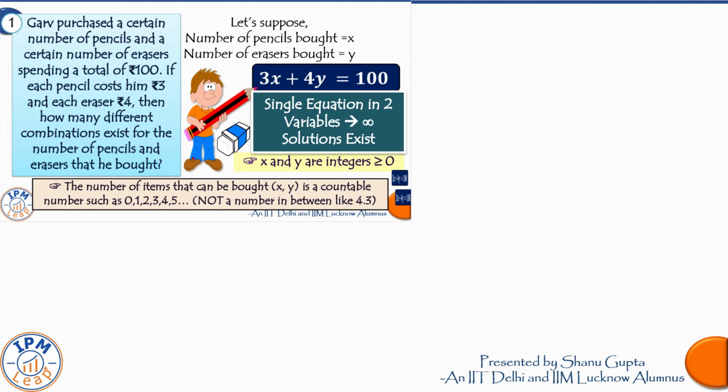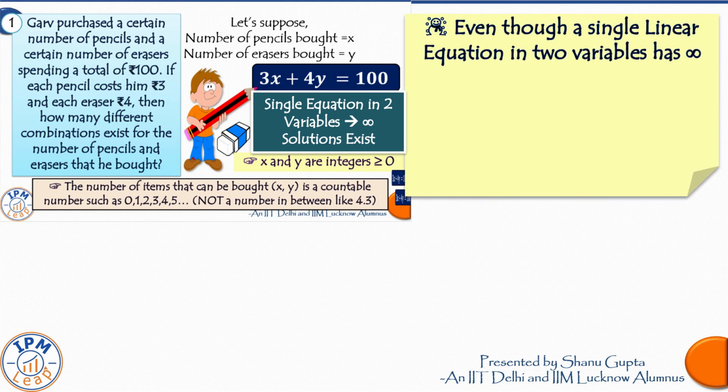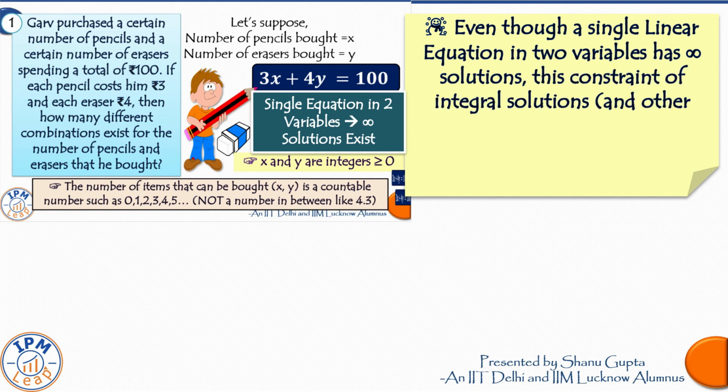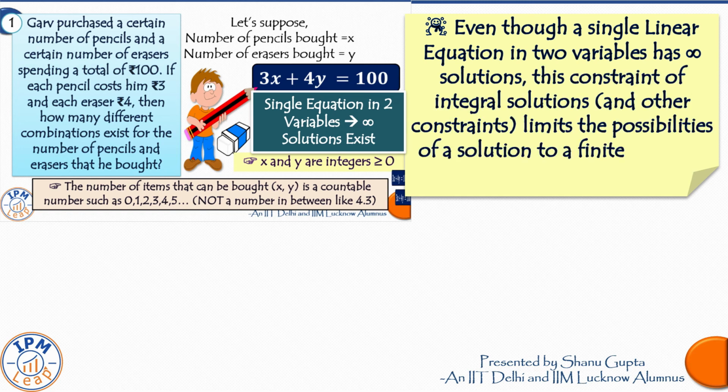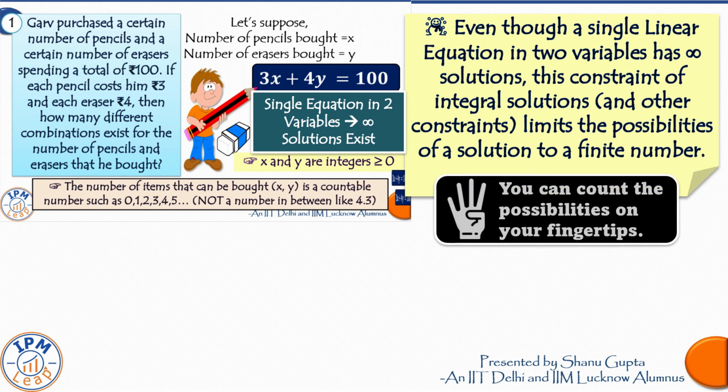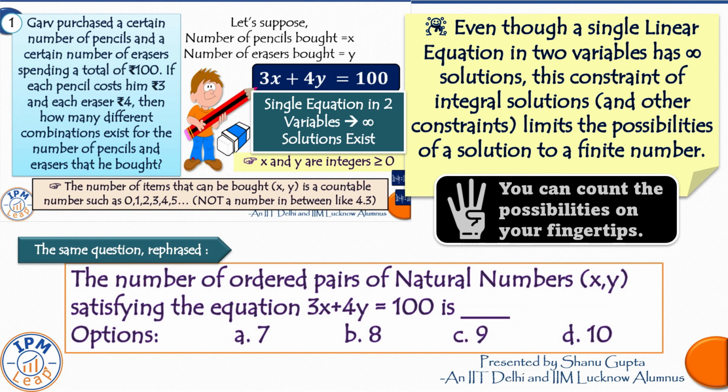One more point to remember is that in most questions, whenever there are such special constraints for variables that they must take only integer values as solutions, we have only a finite number of solutions. We can count the number of solutions on our fingertips. And in this video, we are going to learn how to list down all possible solutions in the quickest and the easiest manner possible. For now, let me rephrase the same question for you.